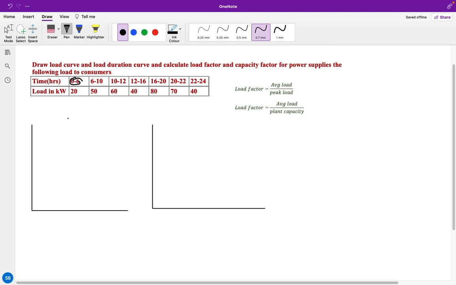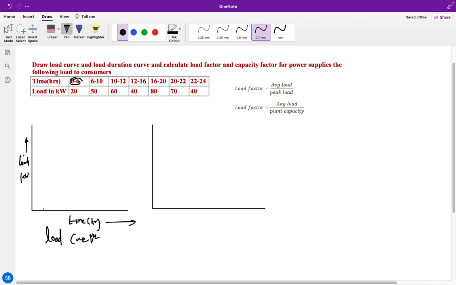Now we have to first of all draw the load duration curve and the load curve. Both are different curves. First of all we are going to draw the load curve. You already know how to draw the load curve. You have to take time, in hours, on the x-axis, and here the load provided to that particular customer, in kilowatt.